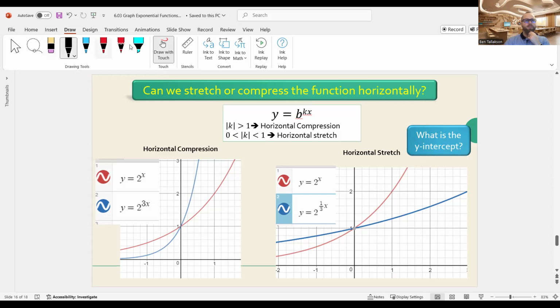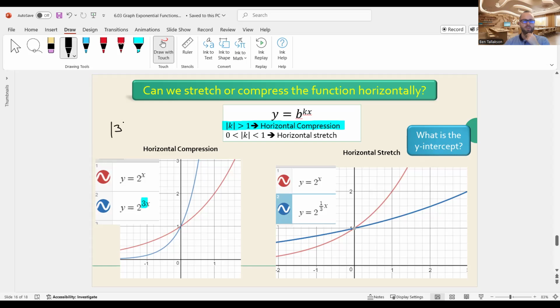And when does it happen? Well, of course, there's a rule for that as well. When the absolute value of k is greater than 1, horizontal compression. So where's k? k is touching x. So if you see a number being multiplied with x that has an absolute value greater than 1, there's a horizontal compression. So let's take a look. There's a number here next to x. So that's k. That's what we're focused on.